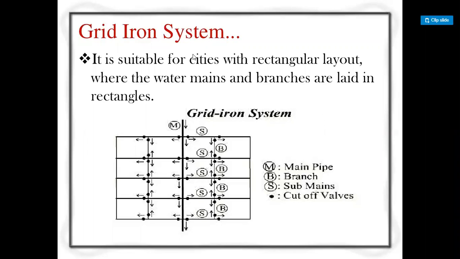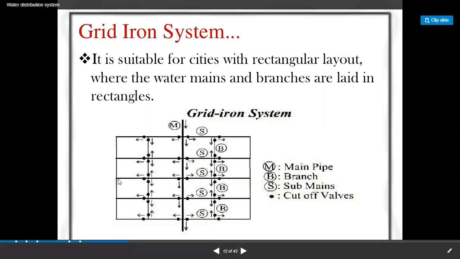See, gridiron system. Consider one city which has a rectangular shape, that is, a grid shape. Then one main pipe is provided at the center. Then after that the sub mains are provided at different intervals, and to the sub mains the branches are provided, and to every branch and to every sub main the cutoff valve is provided.